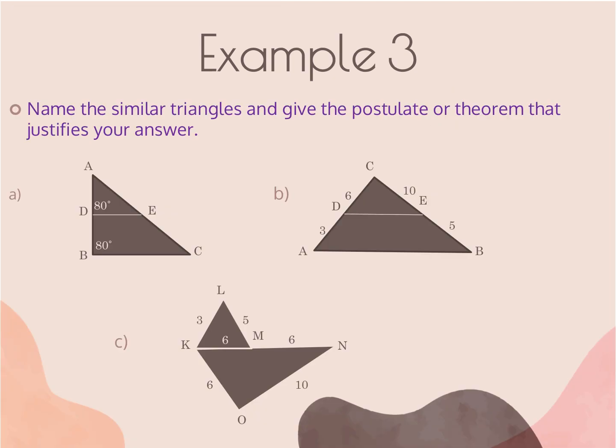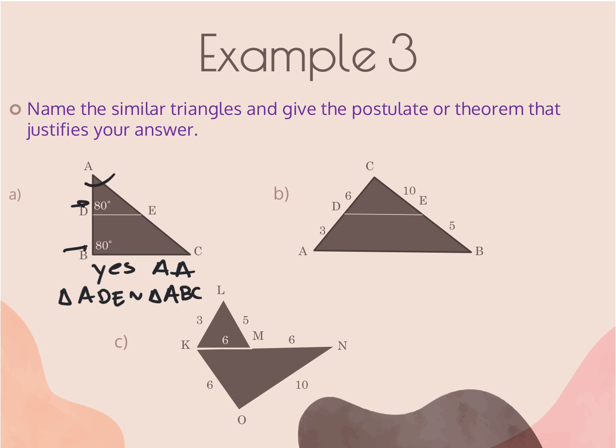Lastly, for example 3, they want us to name the similar triangles and give the postulate or theorem that justifies your answer. So, we have this shared angle right here, and we have 80-80. So that means we have two congruent angles. Because we have two congruent angles, yes, this is similar by AA. So I can name the triangle ADE is similar to triangle ABC.